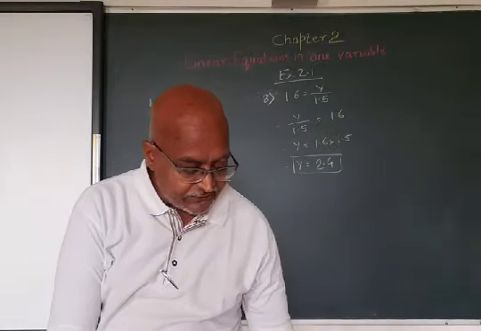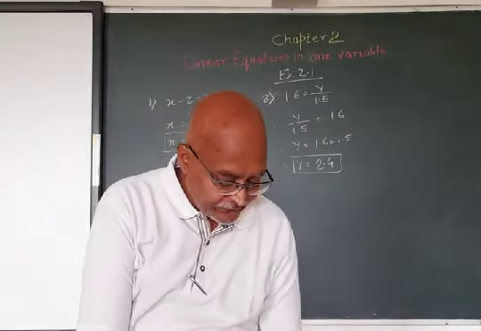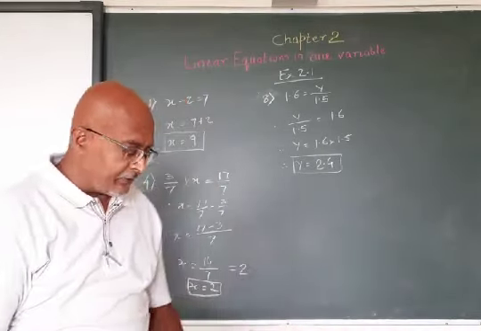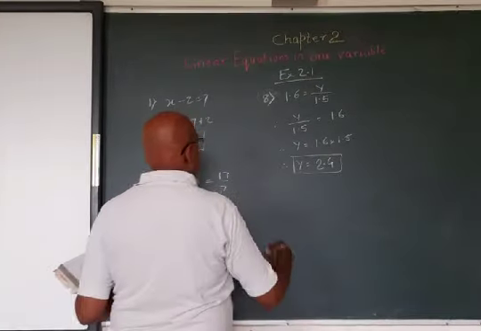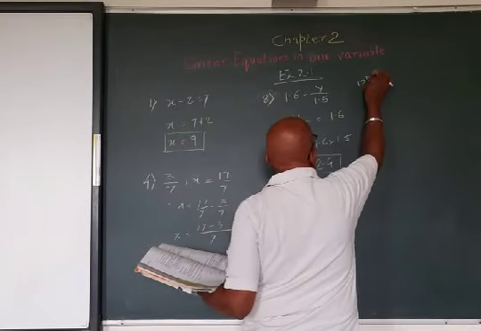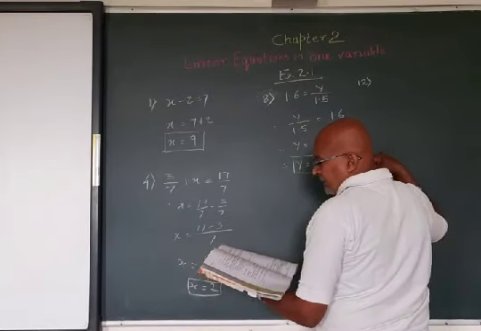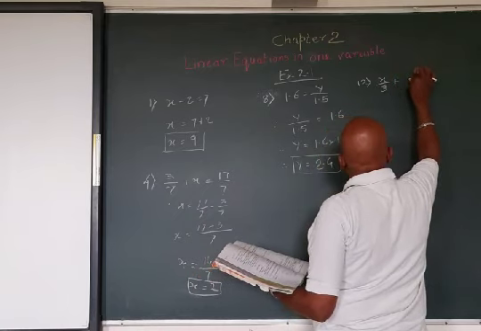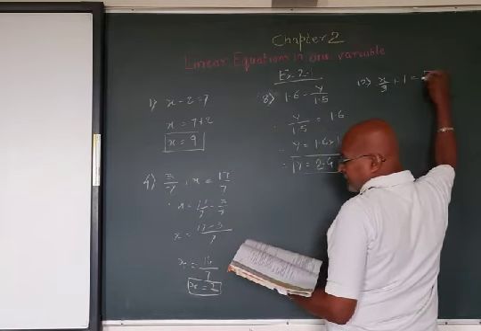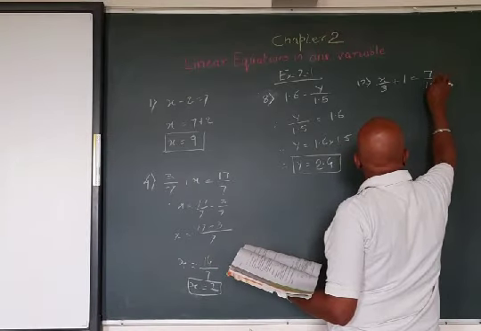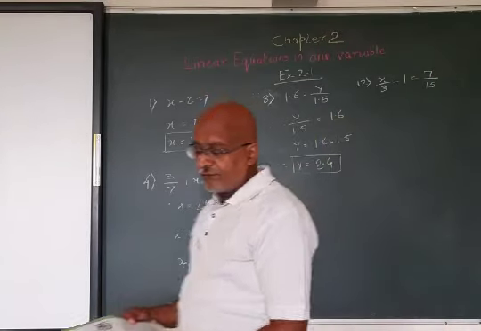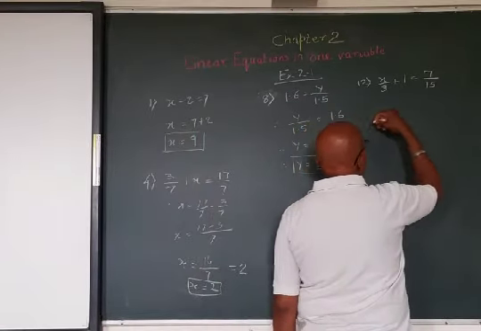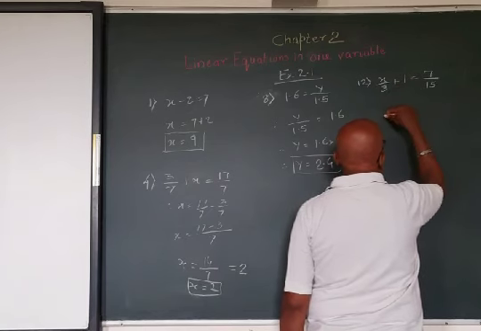The next one, let's take the 12th one. Here I will write 12. The 12th one is x upon 3 plus 1 equal to 7 upon 15. So here also we have to transfer 1 to the other side. Now how can we transfer? Here it is plus, so it will be minus.